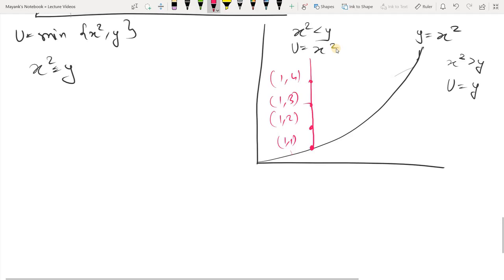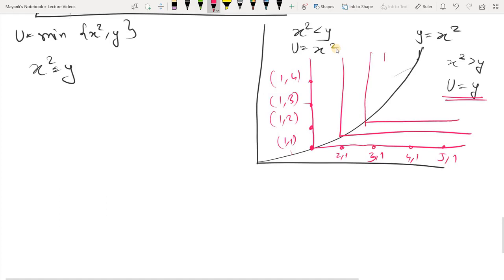And these points, let's say they are 2 comma 1, 3 comma 1, 4 comma 1, 5 comma 1. All these points have the same y coordinate, so they are going to be on the same IC. So your ICs are again going to be L-shaped, but the corner points are going to lie along the curve y equals x square now and not along a line. So that's the only difference that you have in x square comma y.